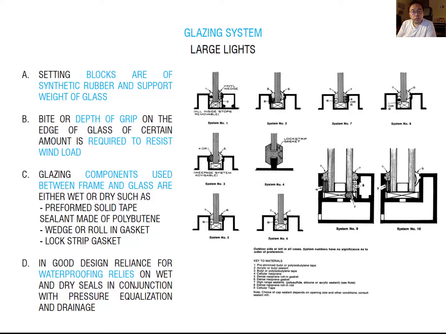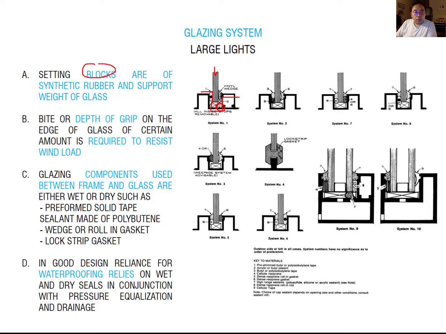The large light of glass is more tricky to hold in the glazing system, the bi-frame, because it requires lots of consideration. First, when you consider designing the light, you have to consider designing the blocks. So you can see the blocks here. This block is actually between the glazing system and your frame. This is more about the buffer space to hold your glass better.